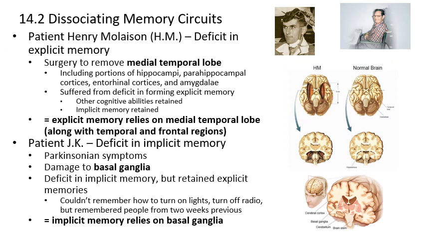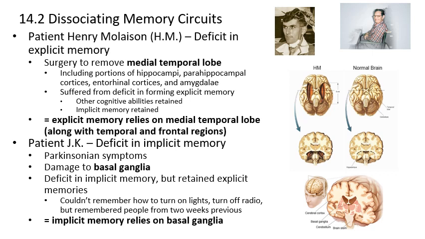An example of such a lesion study is patient HM, who since his death a few years ago we know is named Henry Molaison, and he had profound deficits in explicit memory. So he had surgery to remove his medial temporal lobe due to terrible seizures that were affecting his ability to function. This included portions of the hippocampi, the parahippocampal cortices, entorhinal cortices, and both the amygdala. And he suffered from complete deficits in forming explicit memory.